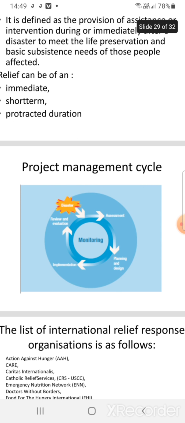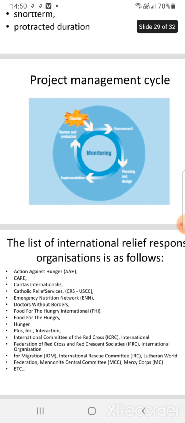Now we have to understand the project management cycle, where the disaster is in outbreak, then complete monitoring is carried out in the project management cycle. Upon the outbreak of a disaster, we assess the disaster, we plan and design, then we implement the planning and designing, which is further reviewed and evaluated again before the next disaster. So the cycle continues.